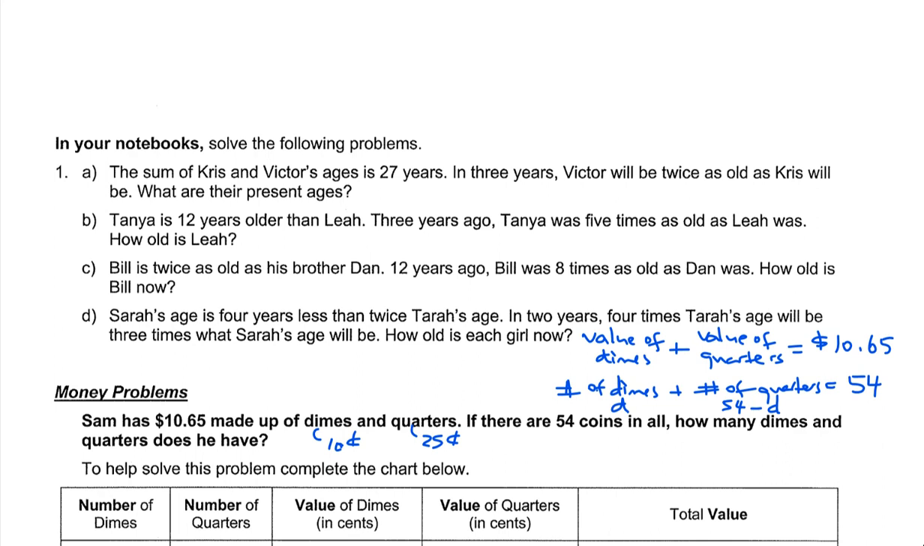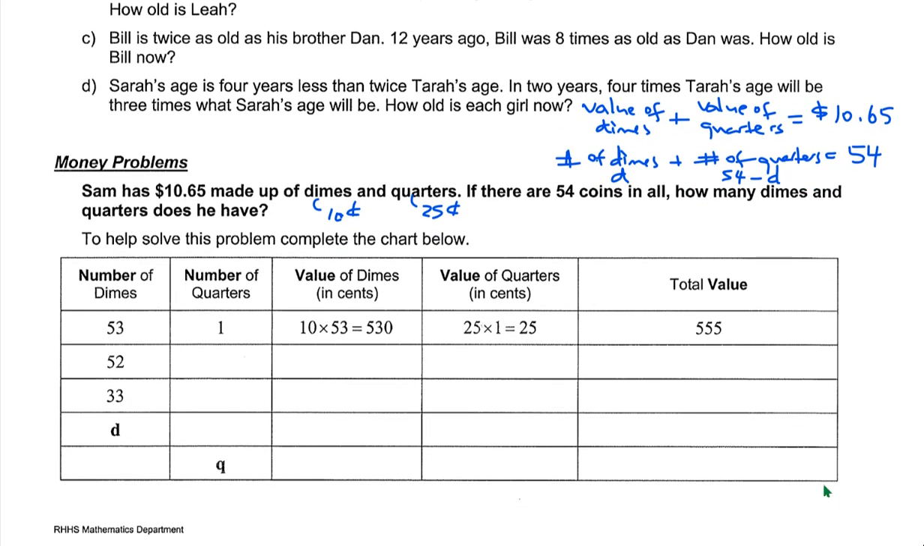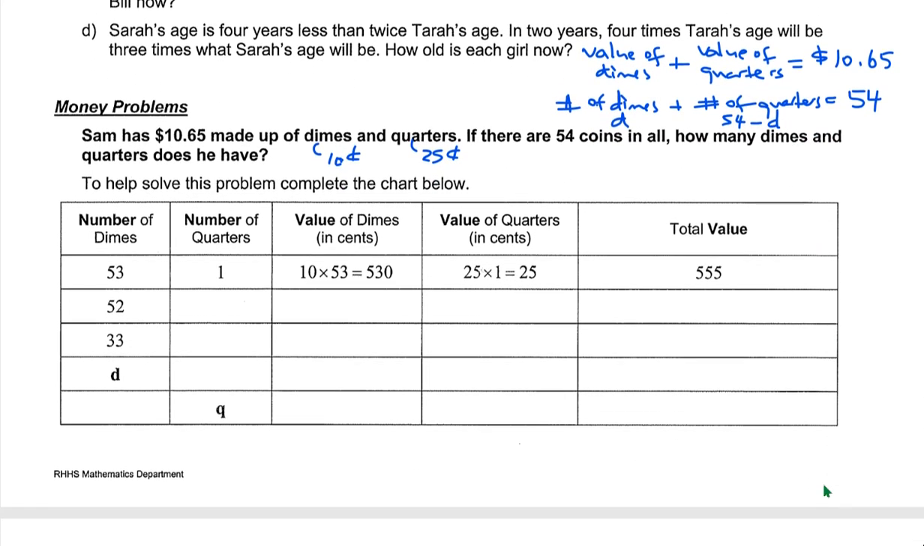I'll show you how to do that. All right, so to help us set all of this up, first of all, we need to understand how we figure out the value, this equation that's going to create the value. In the worksheet, they give you a little table to help you wrap your head around the difference between the number of coins and the value of the coins. So for example, if you have the number of dimes is 53, then the number of quarters must be 1, right? Because they have to add up to 54.